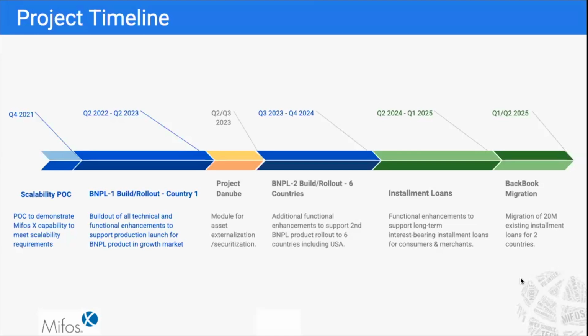We delivered that in the course of 2 quarters. And then we worked on migrating and building out the capabilities to move over the second BNPL product, which was then subsequently rolled out to 6 different countries, including the US. And then most recently, we've been working to extend all the capabilities that we've added to support the BNPL products into our interest-bearing installment loans.